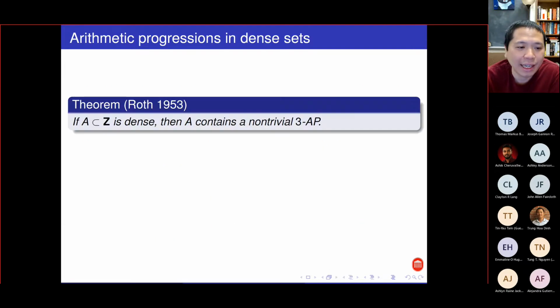If I put Z over here, but if I put Z plus over here, then that's also true, and vice versa. So there's no real difference between Z and Z plus. So if I take a set A of positive density in the integers, then A is guaranteed to contain a 3-term arithmetic progression.